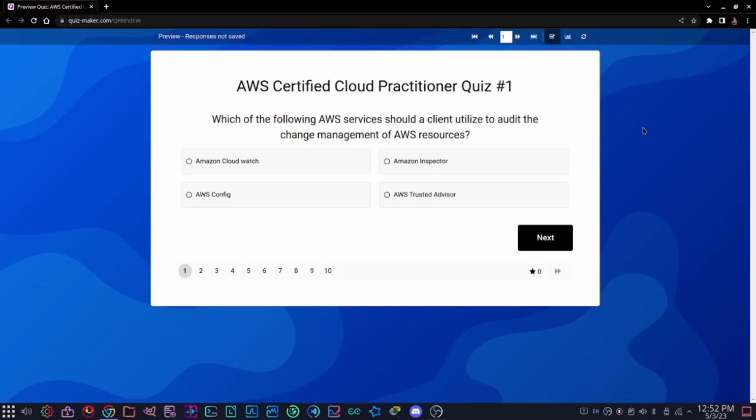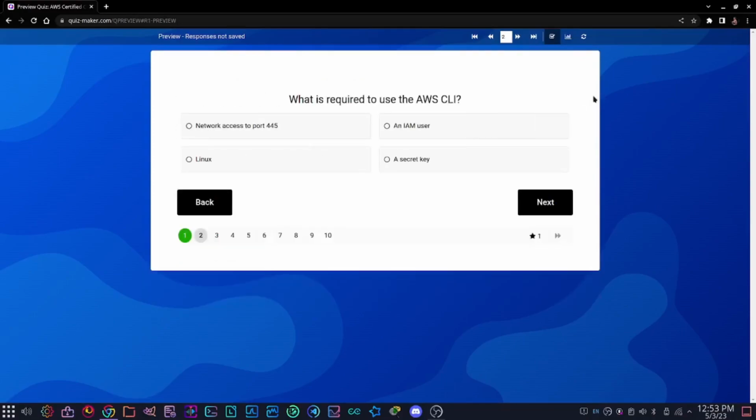Alright, so for the first question, which of the following AWS services should a client utilize to audit the change management of AWS resources? So first we have Amazon CloudWatch, Amazon Inspector, AWS Config, or AWS Trusted Advisor. You can take a minute to think about that one, pause the video if you need to, but the answer for this one is going to be AWS Config. That is what you would use to audit the change management.